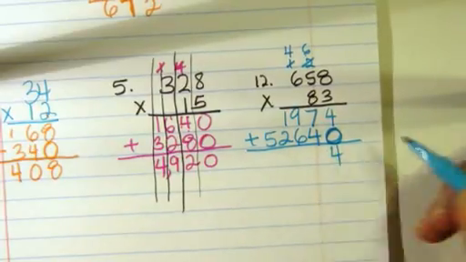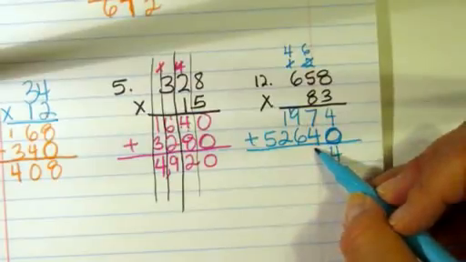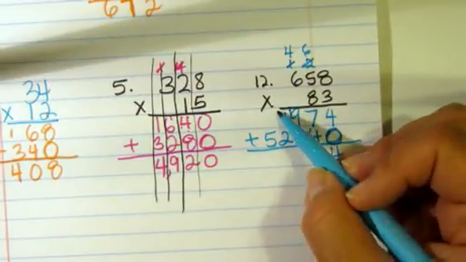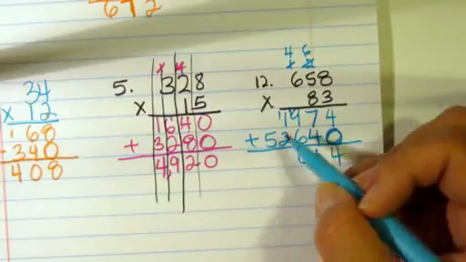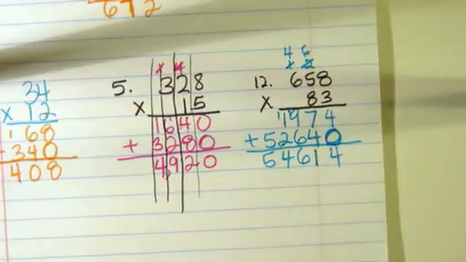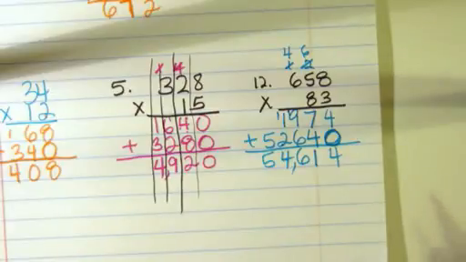We have 4 here, and 7 plus 4 is 11. And then we have 9, 10, that's 16. 2, 3, 4, and 5. So 54,614 is our answer here.